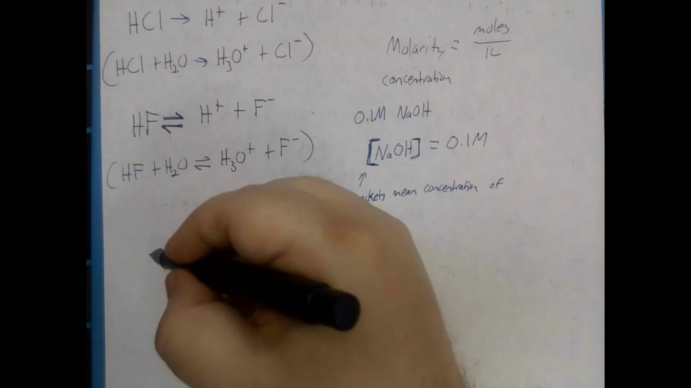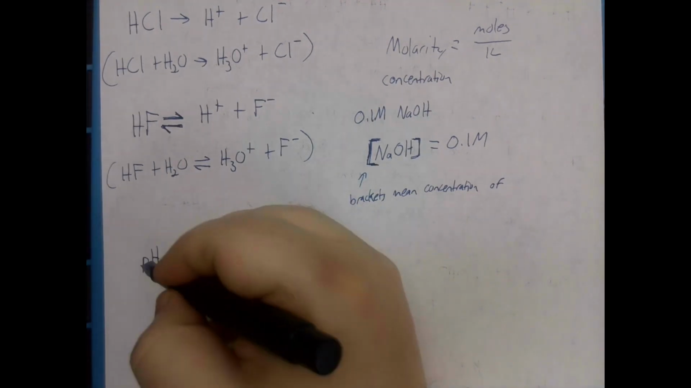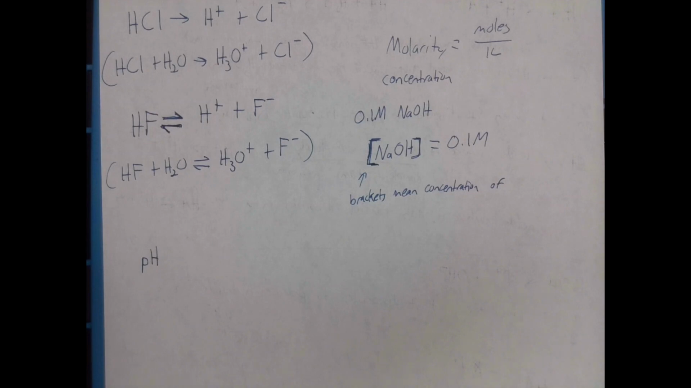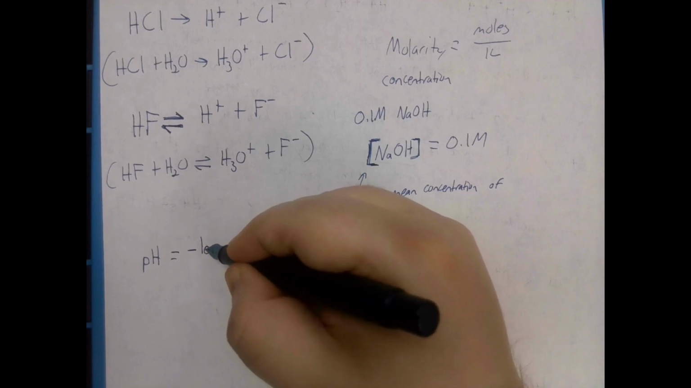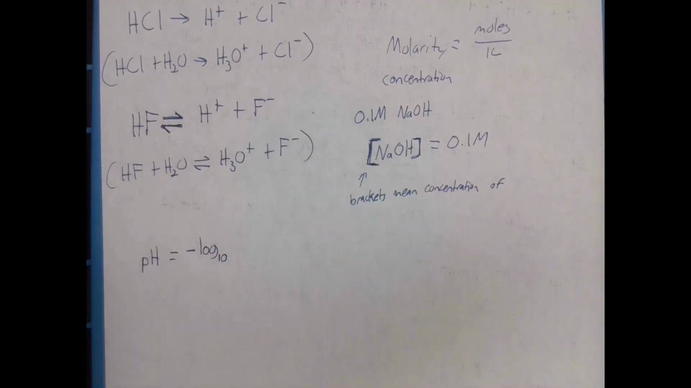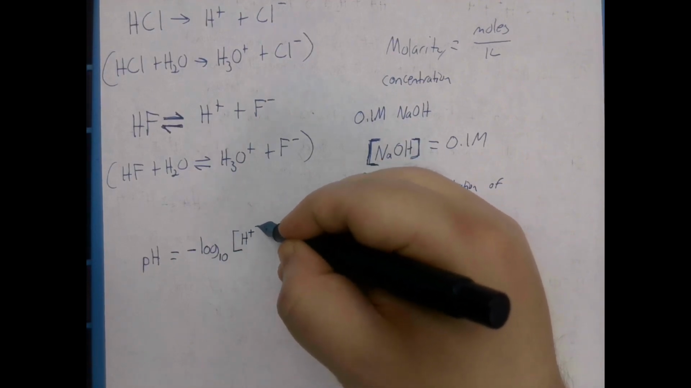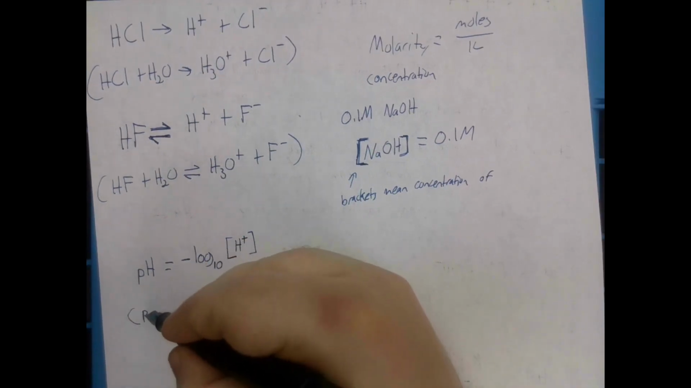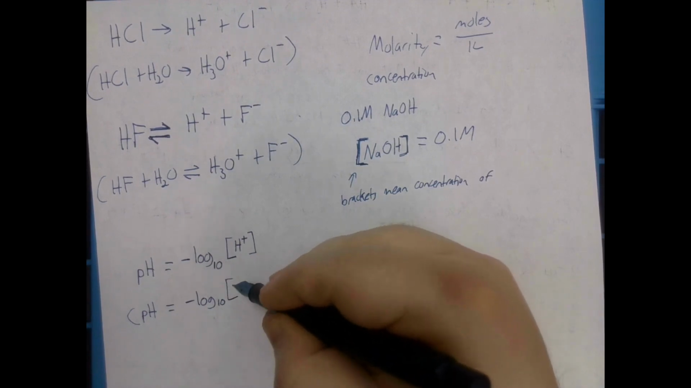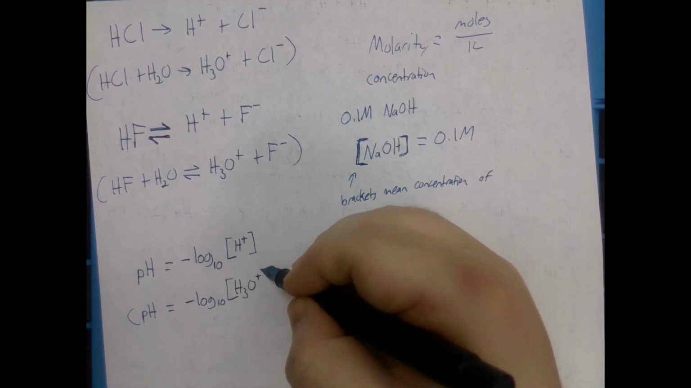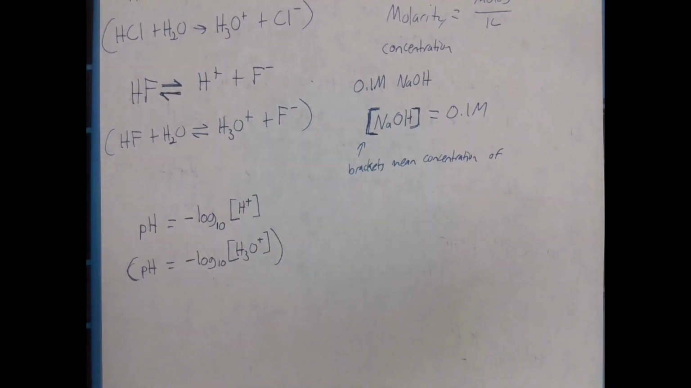So let's introduce pH. You probably heard this expression before. pH is how we measure how strong an acid is. It is equal to the negative log, and this is base 10, of the concentration of H+ ions. And note, the real formula is that pH is equal to the negative log of hydronium ions. But again, I'm going to be sticking with H+.